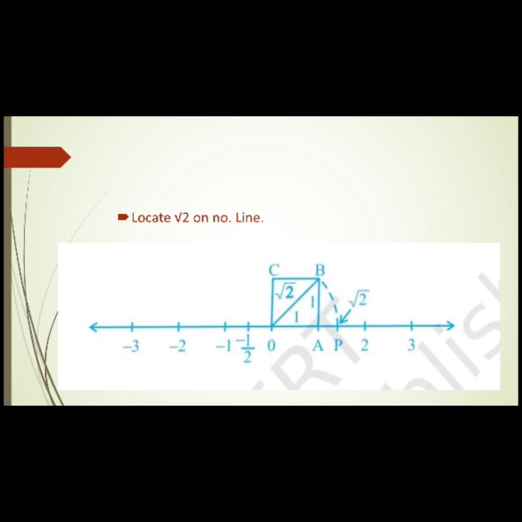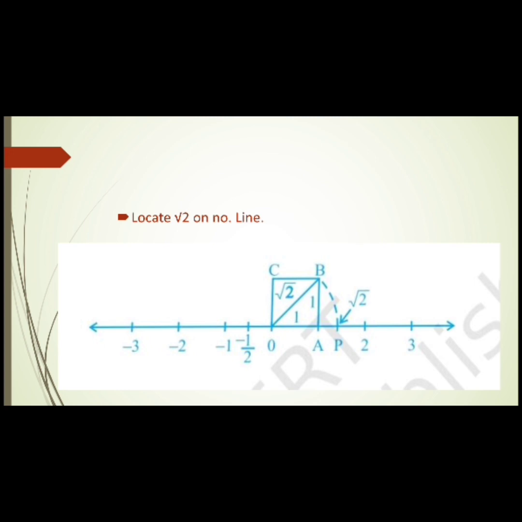Here you can see O, A, B and C is a square. This square consists of sides of unit 1: OA is 1, AB is 1, BC is 1 and OC is also 1. So you can see the square has all angles 90 degrees, so you can apply the Pythagoras theorem. OB being the diagonal of the square, OB equals the square root of OA square plus AB square.